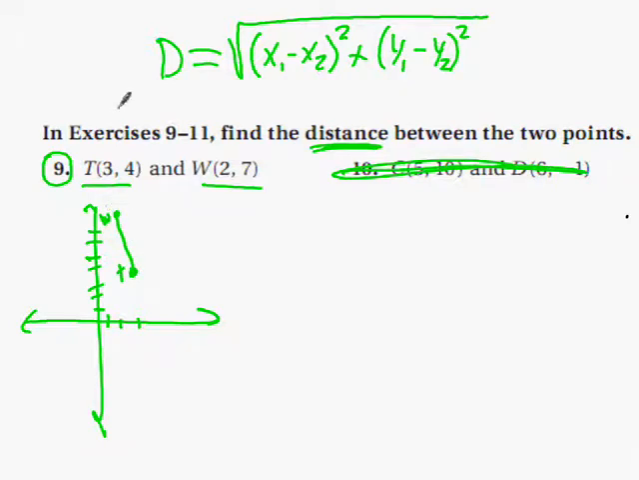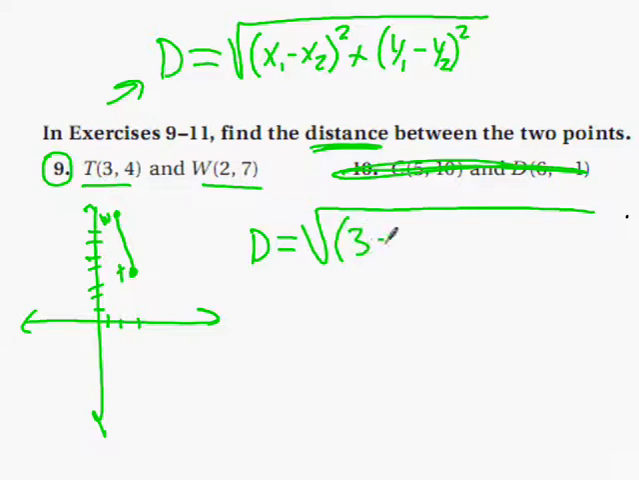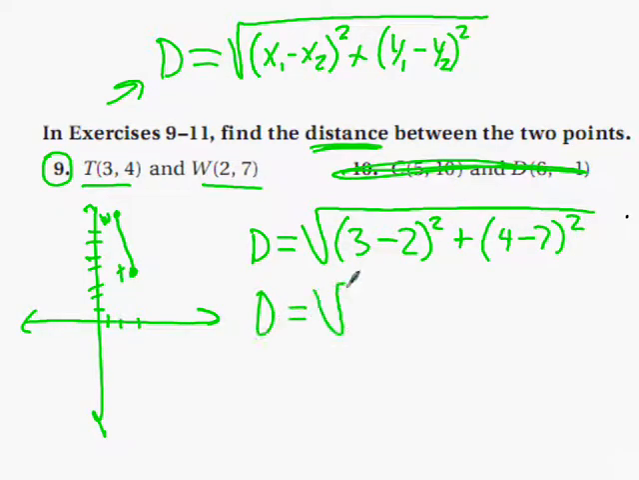Well, let's use the distance formula. Let's say that d equals square root of, well, let's take our 3 minus our 2 squared plus our y's, 4 minus our 7 squared. So then d is going to equal, now it's just straight up math. You could put this all in your graphing calculator if you had one. 3 minus 2 is 1 squared plus 4 minus 7 is going to be negative 3 squared.